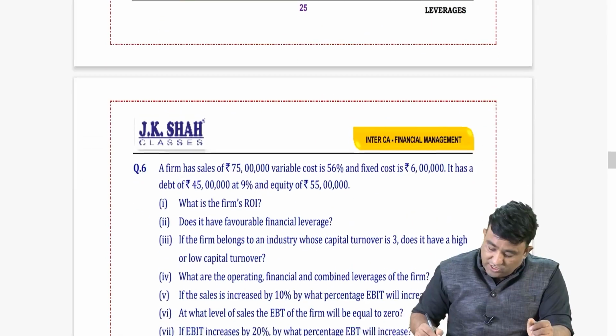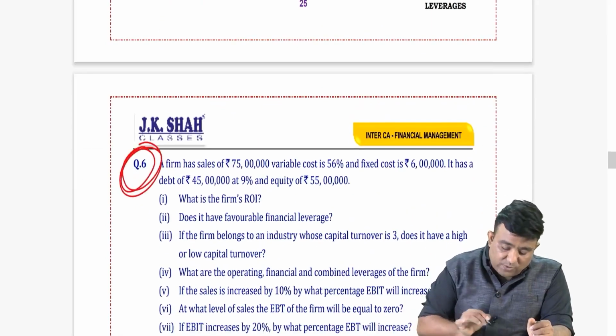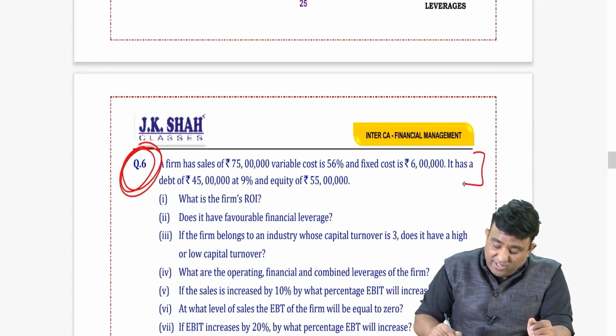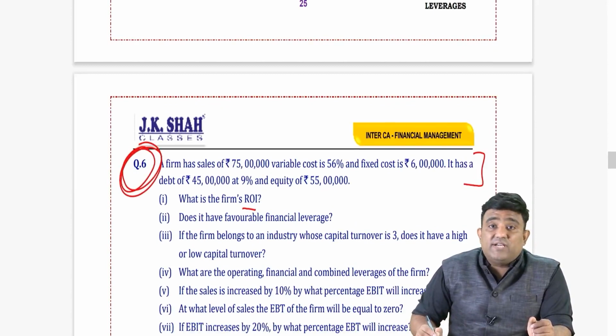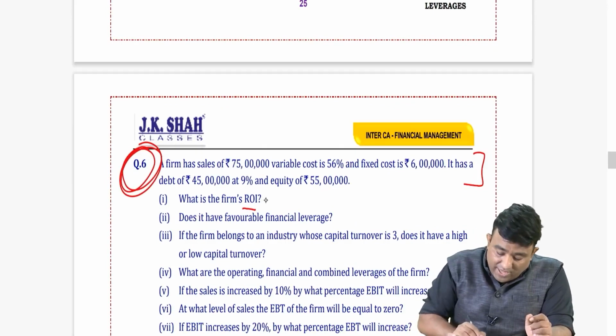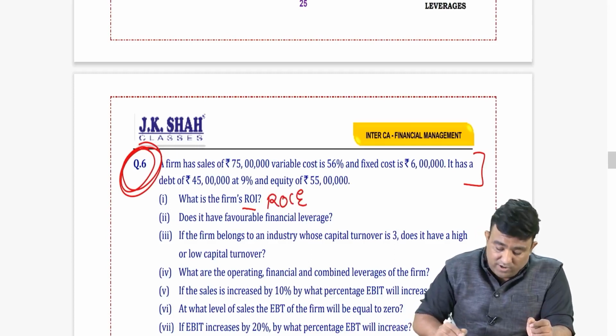Next, question 6. Student, 100% last minute revision. Very basics, everything is given. First part, they will ask you ROI. What is ROI? Return on investment, which is return on capital employed. Fair enough. EBIT upon capital employed into 100.